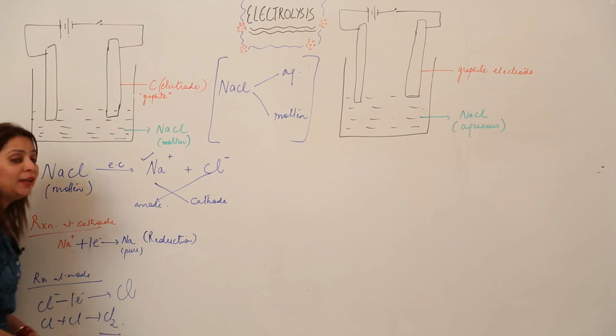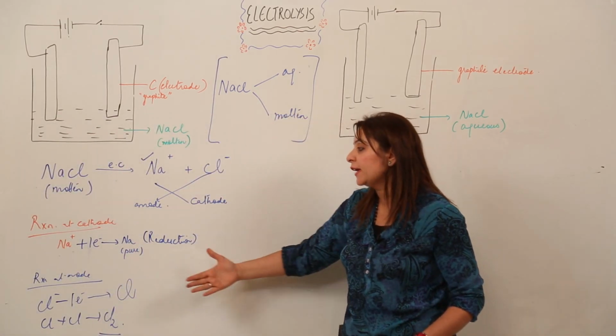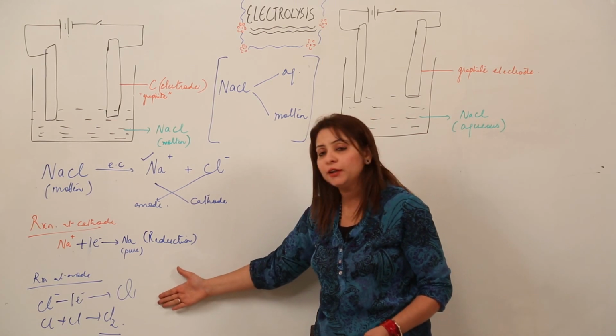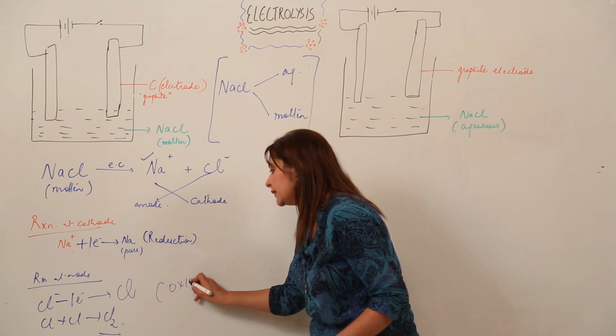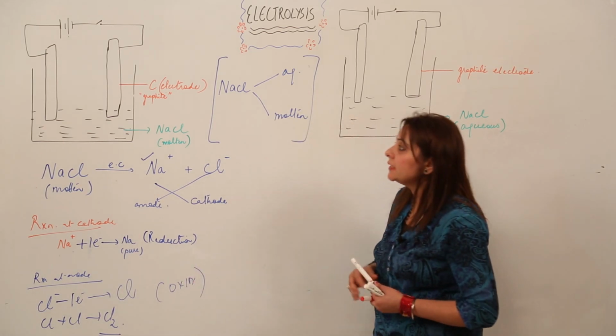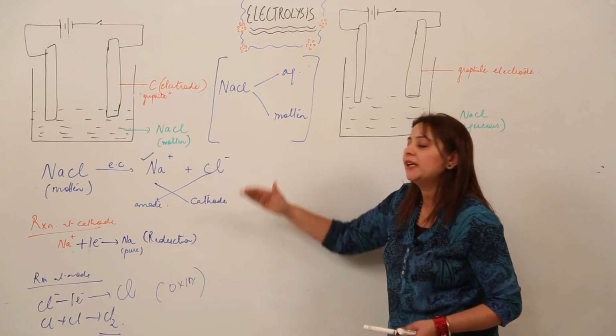That means what we will get? We will get Cl2 gas liberated at the anode. What kind of reaction has taken place on the anode? Obviously it is the losing of electrons, that is oxidation. So this is how we have to carry out the electrolysis of molten NaCl.